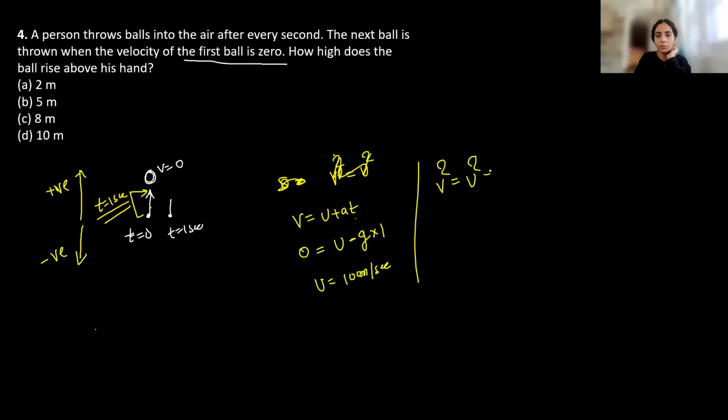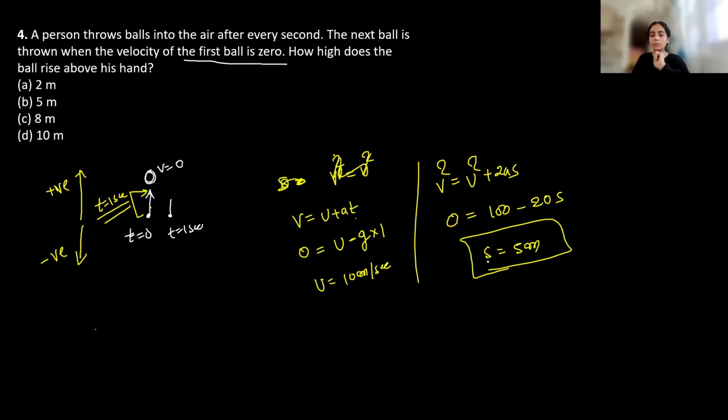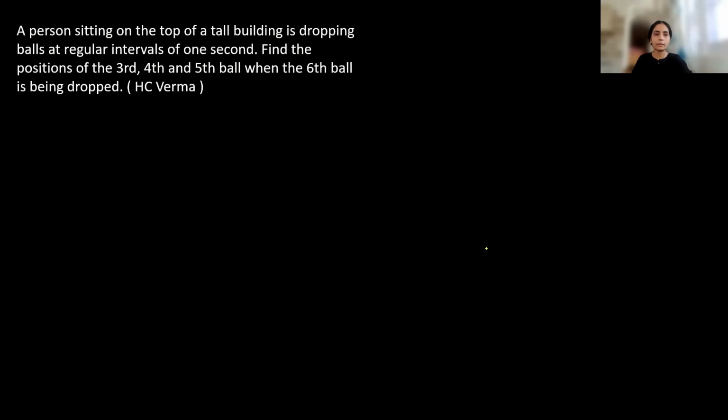Now you calculate, I mean v square से भी निकाल लो. v square is equal to u square plus 2as. So this is 0 and this is 100 and this is minus 20 into s. So s is equal to how much? 5 meter. Okay. So this is what you are going to get. Okay. Now let us move ahead. A person sitting on the top of a tall building is dropping balls at regular interval of 1 second. So 1 second के interval पे you are throwing ball.